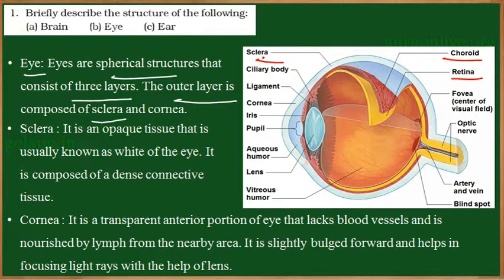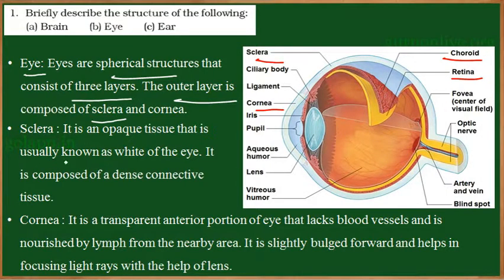Now the sclera includes the cornea as well. So this is the cornea. The sclera is opaque, that means light cannot pass through it. It is usually known as the white portion of the eye, and it is composed of dense connective tissue.